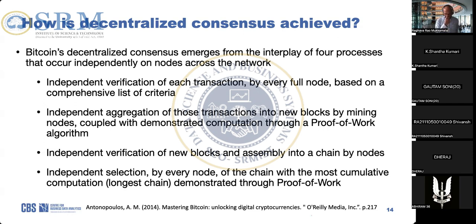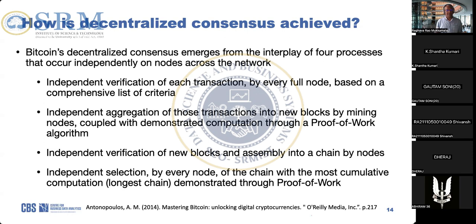We normally call this the longest chain, right? And all the nodes will somehow come to the conclusion of which is the longest chain of blocks. Again, we will see when we come to the consensus algorithm that this is not exactly how things work. For example, let's say that we have 100 mining nodes in the network, and every mining node is trying to make a block.